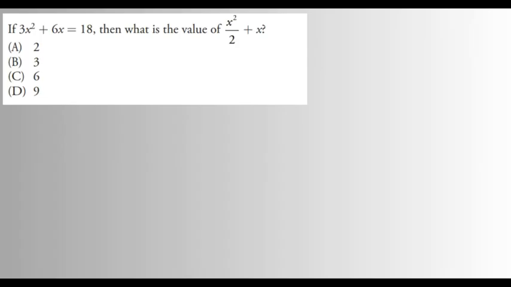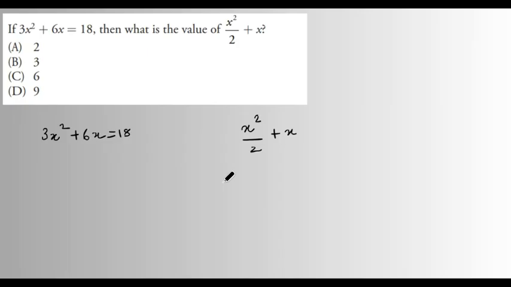Here we have 3x squared plus 6x is equal to 18. They want you to find the value of x squared over 2 plus x. So solving this and getting the value of x and then substituting it back and finding the value, even if you use your calculator, could be a little bit more time consuming. So if you get the idea over here, it's very easy to crack this question.